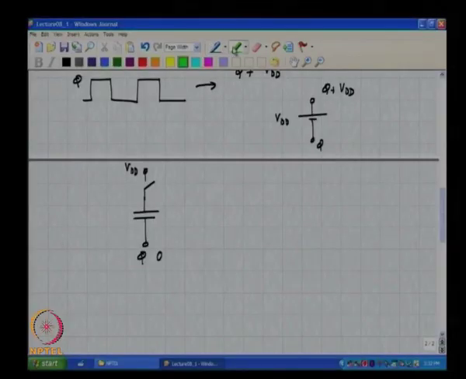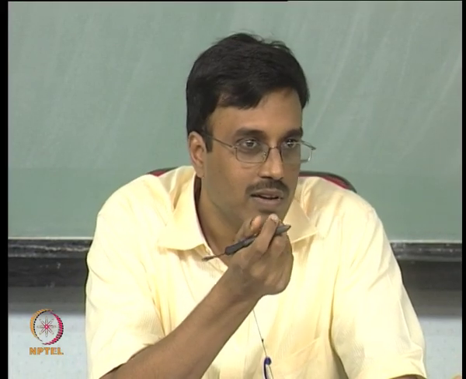However, please note that we are faced with the same problem all over again, because this switch needs to equalize two nodes with voltage VDD. So, in other words, this must need phi bar plus VDD, correct. We tried to generate phi plus VDD and then we found that, in order to generate phi plus VDD, we need phi bar plus VDD.